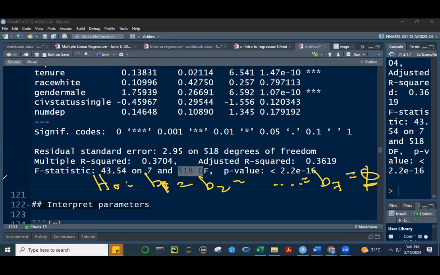Okay, pause again, class. Clear so far? Again, I'll appreciate your feedback. If it's clear, I'm trying to get this step by step.